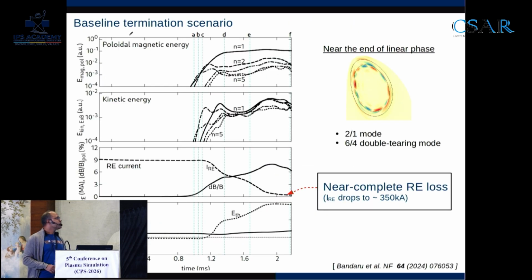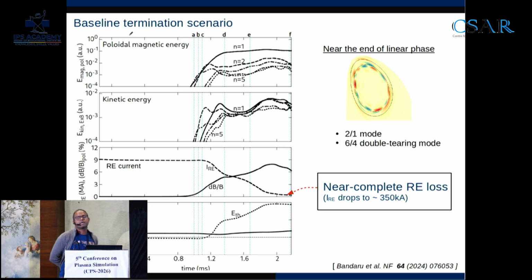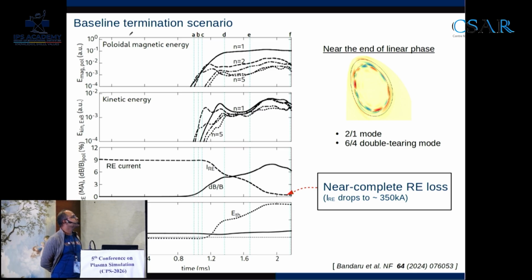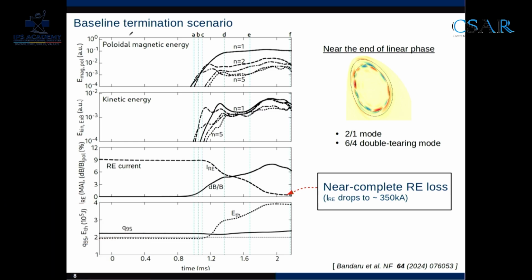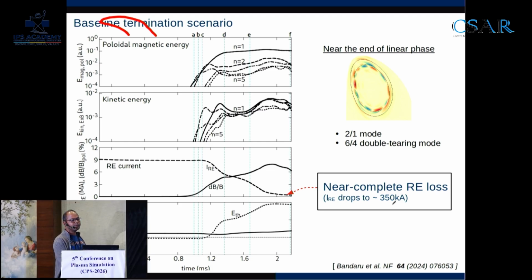So what is observed is that the perturbation grows exponentially, and at the end of the linear phase in a baseline scenario, we have the 2-1 mode and a 6-4 double tearing mode that are mainly dominant. The main message from this is that once these modes grow, due to nonlinear activity, you see that the runaway current, shown in dashed line here, simply drops to a very small value. You started with 9 megaampere and you are ending with something like around 350 kiloampere.